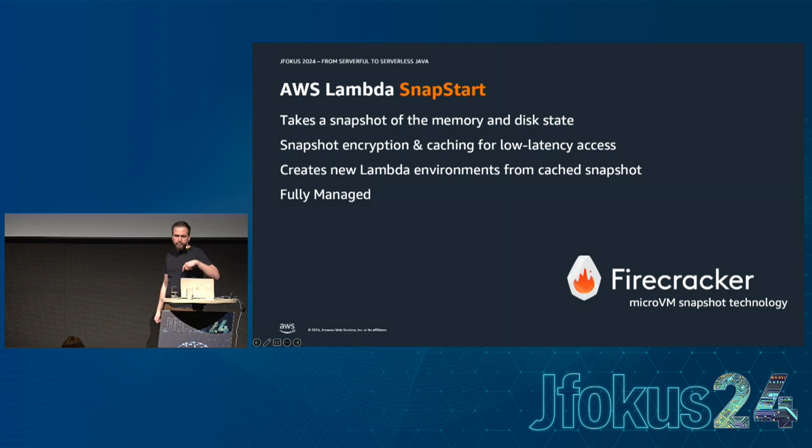Lambda SnapStart takes a snapshot of your already initialized execution environment, the whole execution environment, so memory and disk. Then we encrypt that snapshot and store it for low latency access later, so we cache it. Now, whenever you get the first call to your function, instead of spinning up everything again, we resume from the snapshot that we initially took. This is fully managed, so you don't need to create any snapshot files yourself, and it is at no additional cost for Java functions on Lambda.